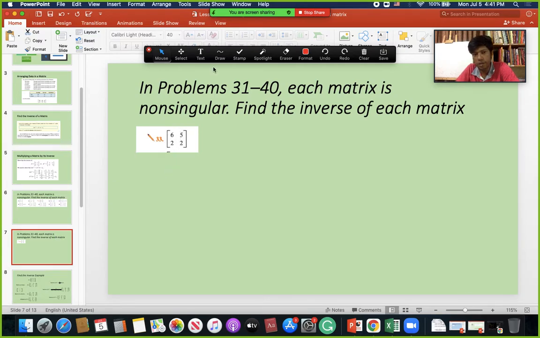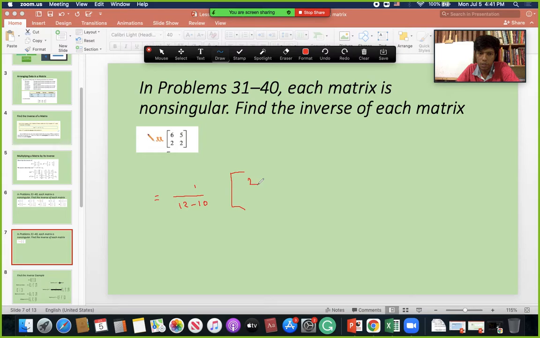Let's find the inverse of this matrix. So 6 into 2 is 12, minus 5 into 2 is 10, 1.